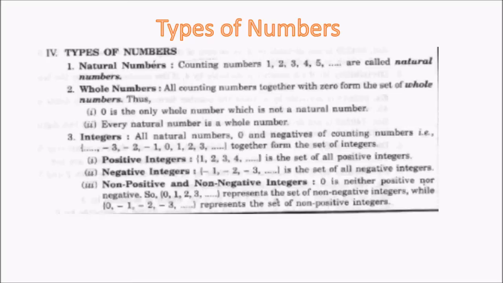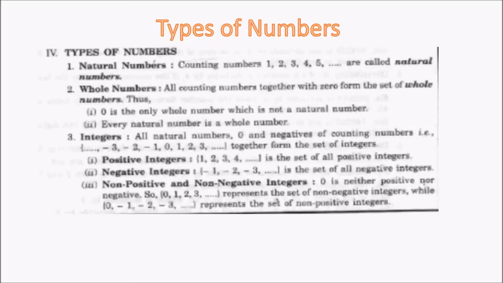What are the types of numbers? The first is the natural numbers, counting from 1 till infinity. All the positive numbers are called natural numbers. And what are whole numbers? All the counting numbers starting with 0 till infinity are called whole numbers. You need to know what natural numbers and whole numbers are, because you might have questions asked upon them.